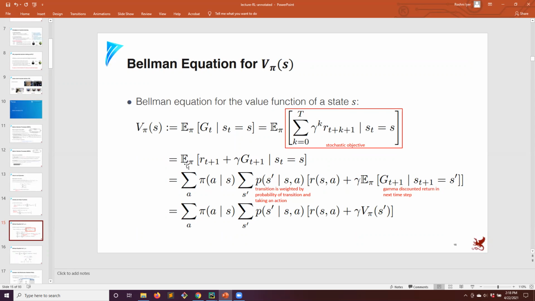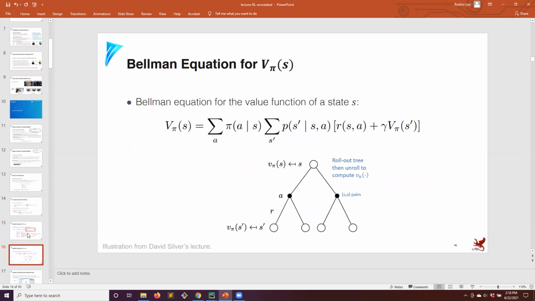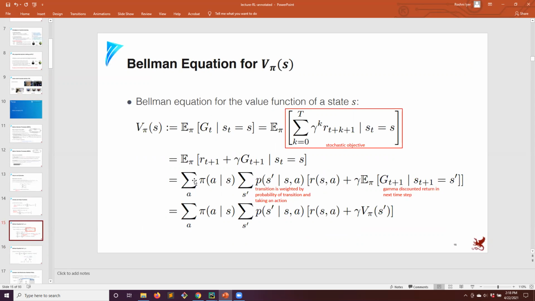Okay, so we can write it in this way. Again, this is just following this recursive relationship here. And we can rewrite this as a summation of the action taken by the policy. And this is basically the transition operator. So it's a transition that's weighted by the probability of taking that transition and then also taking this action of this policy. And then we have this reward plus the gamma discounted return in the next time step, which is T plus 1.